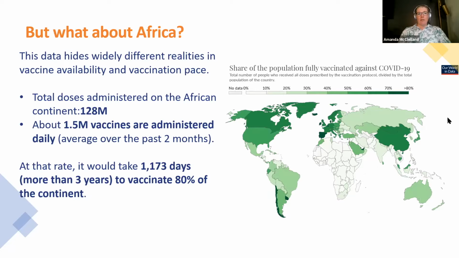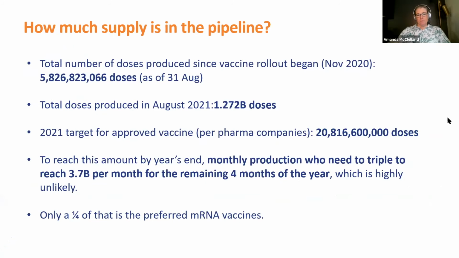So when we drill down and think about Africa, the data really hides the different realities around vaccine availability and vaccination pace. At the moment on the continent, we have about 128 million doses administered. That's about 1.5 million administered daily. So based on that, it's going to take us over 1,100 days, or more than 3 years, to complete the vaccination on the continent. What that's meant to do is to highlight the challenges that we need to overcome, both in terms of supply and speed. So where are we on supply?